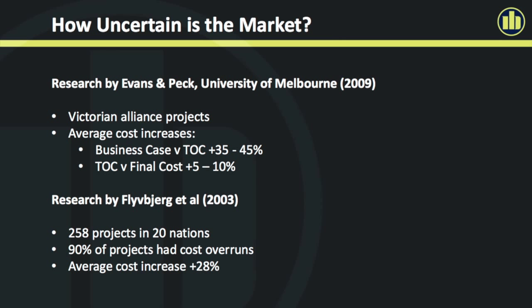Around the world, there's a bunch of research into this, but this one guy looked at 260 projects across 20 countries. So not a big sample when you think about the worldwide sense, but his observation was 90% of projects had cost overruns, and those overruns were in the order of 30%. If you continue to research this like I have, because I'm always looking at any numbers on return on investment, this is what you will commonly find.